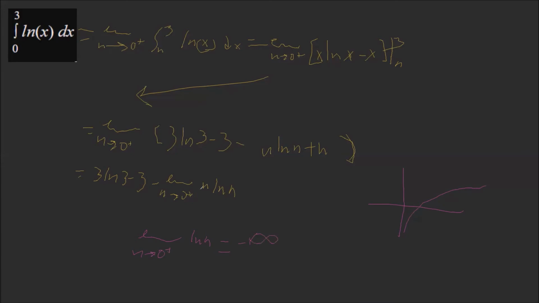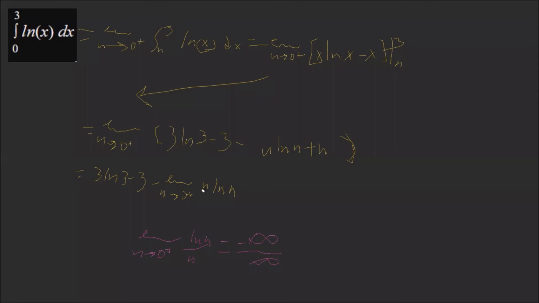However, if we were to model this as natural log n over 1 over n, well, of course, this is equal to n natural log n, but you may notice that the limit as n approaches 0 from the right of 1 over n is equal to infinity. So as you can see, since we have a limit that is equal to negative infinity over infinity, and therefore an indeterminate form, we can take L'Hopital's rule. And so we're going to do that.